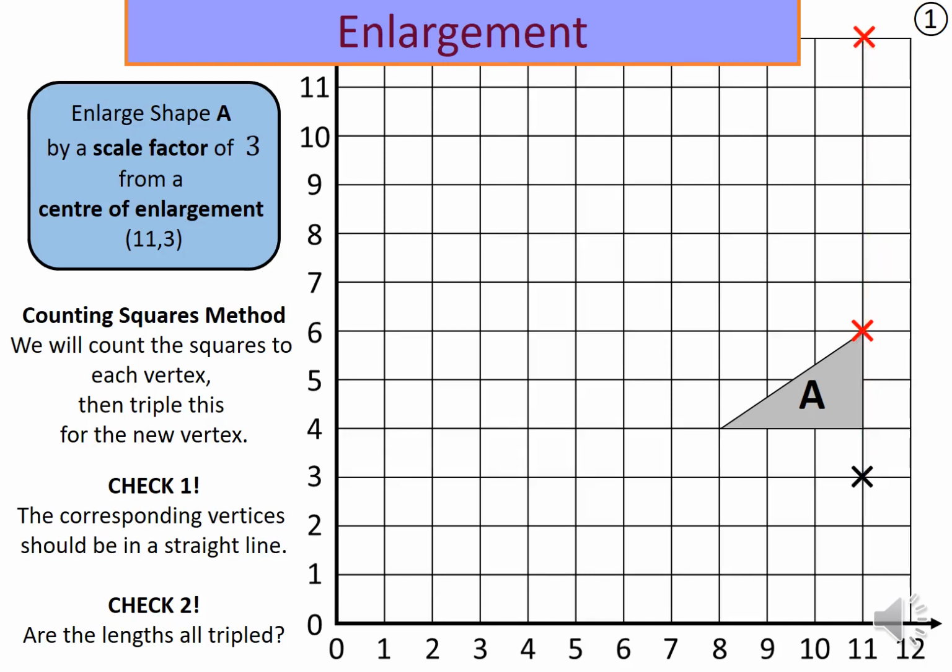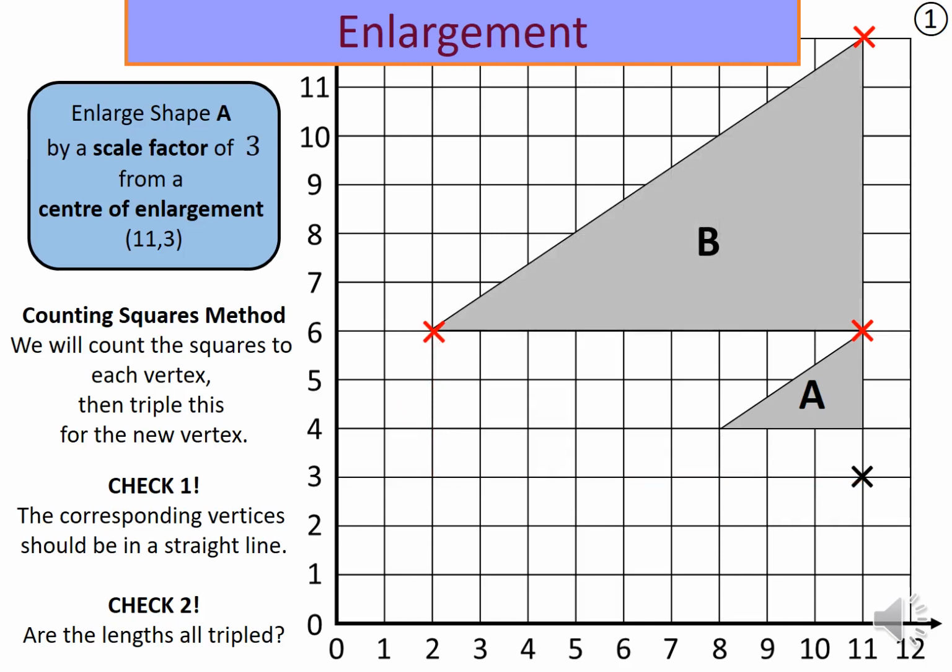And for the last vertex, I go 3 to the left and 1 up. I need to multiply that by 3. So I'm going to go 9 to the left and 3 up. And I'll mark this as the new position of the vertex. I'll join the 3 vertices and I've got my enlarged shape in the correct position.